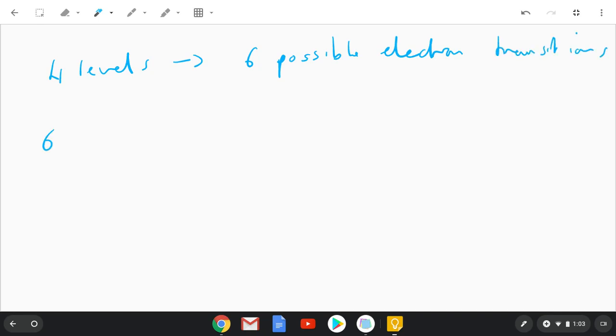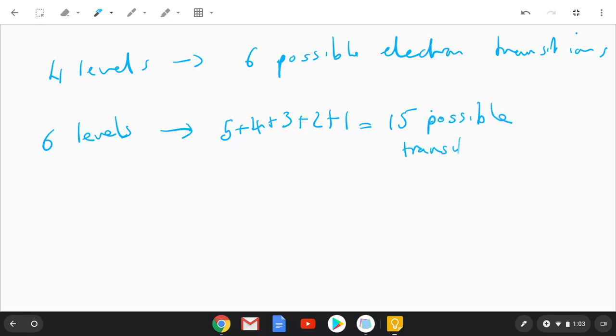Let's say we have 6 levels in the question, and how would you work out how many possible jumps the electrons can make? So the transitions, the de-excitations, one easy way is knock off 1, that's 5 plus 4 plus 3 plus 2 plus 1. And for 6 levels, there are 15 possible transitions.